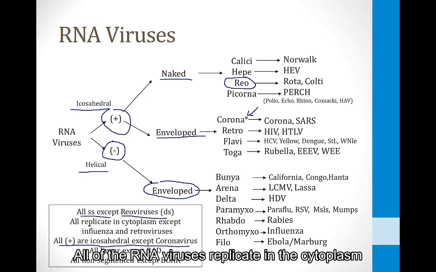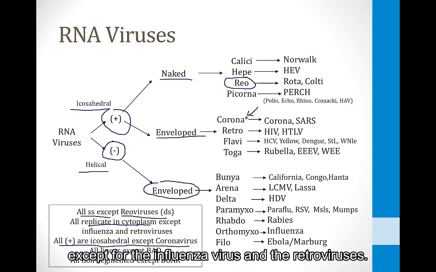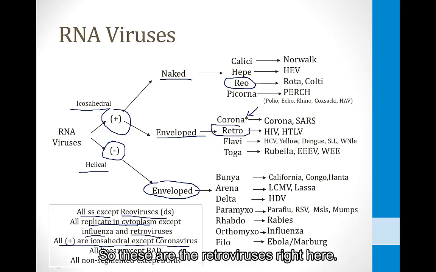All of the RNA viruses replicate in the cytoplasm except for the influenza virus and the retroviruses. So these are the retroviruses right here. This group includes HIV. And down here are the orthomyxoviruses, and that group includes the influenza virus.